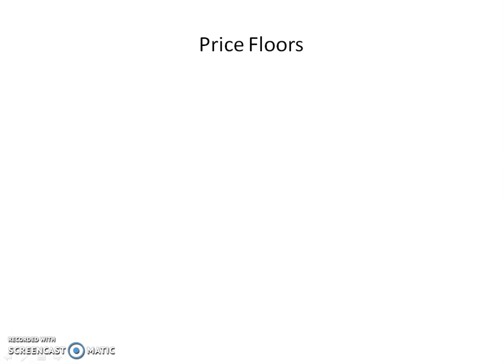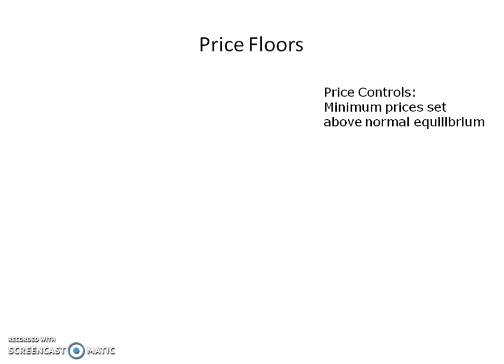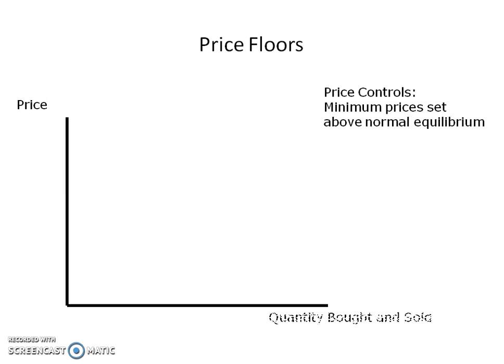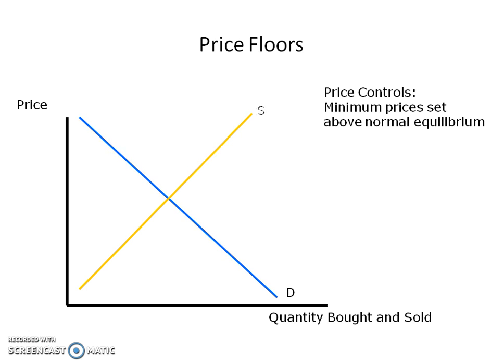In this video, we're going to take a look at the government intervention in the market known as a price floor. Price floors are price controls that set a minimum price above what the normal equilibrium price would be. So we'll start with our supply and demand curves, so our market model. And in this instance, our market equilibrium price is $5 and our equilibrium quantity is 200.